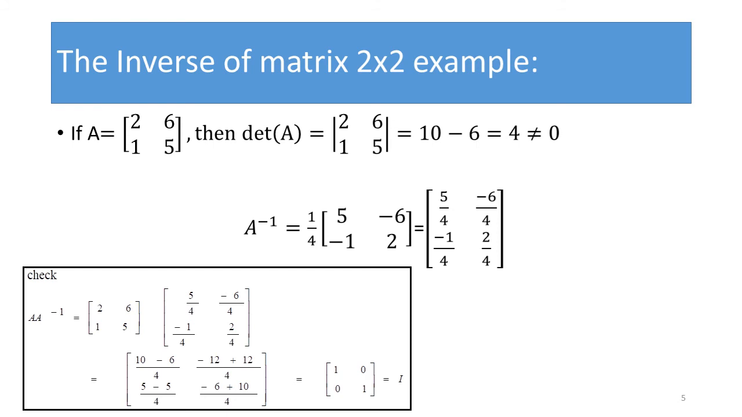Now if you want to check whether your answer is correct or not, what we can do is multiply A with the A inverse. If we multiply A with the A inverse, A multiply A inverse should be an identity matrix. So if you get the identity matrix, then your answer is 100% correct. So we know A is the given matrix 2, 6, 1, 5. Multiply with A inverse. A inverse is 5 by 4, minus 6 by 4, minus 1 by 4, 2 by 4.